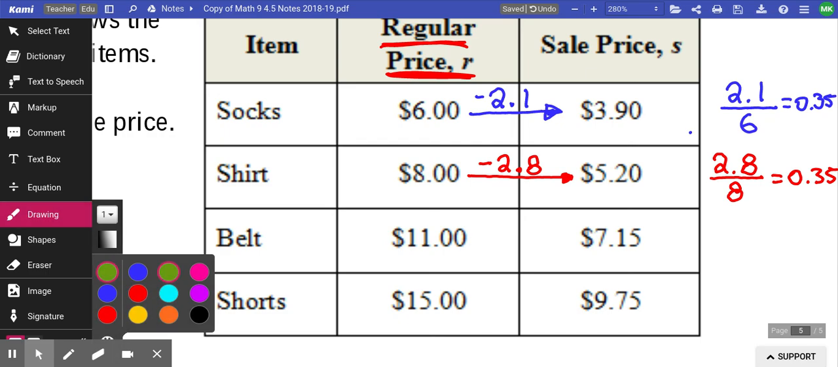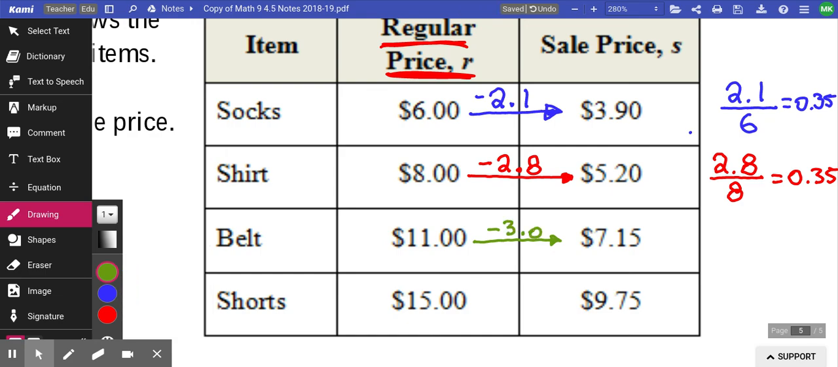I'll do another one for you. So the way it got from $11 to $7.15 is it subtracted $3.85. And if you don't know, just do it in your calculator. I go 11 minus 7.15. If you take that difference, 3.85, and you divide it by the original price, you get 0.35. Because 0.35 is the discount that you're getting on all your stuff. This would be a 35% off sale. That's what that represents.